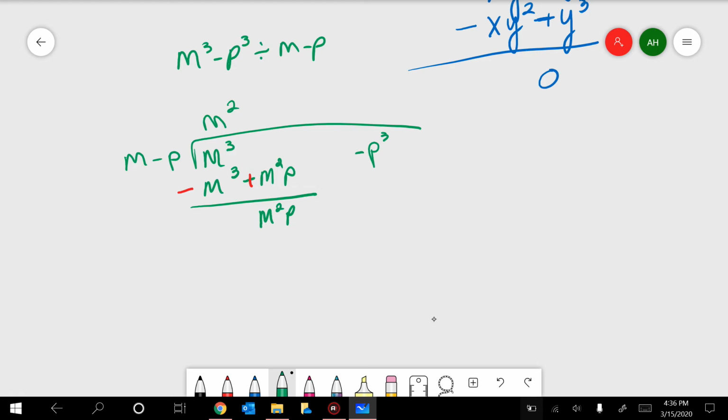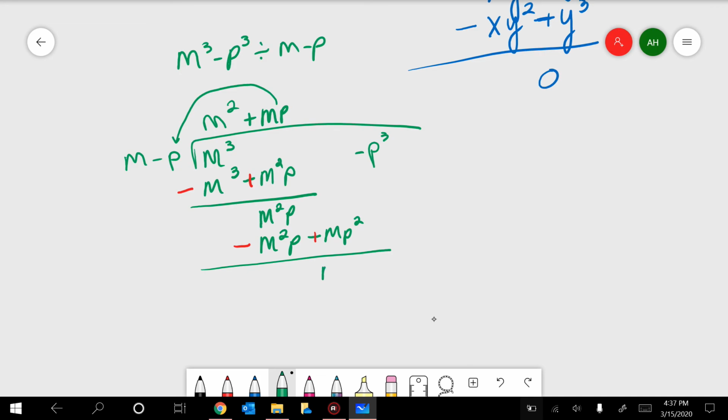What do I multiply m by in order to get m squared p? I need to multiply it by mp. When I multiply those two, I now get m squared p. And then I'm also going to take this mp and multiply it by that negative p, and that's going to give me negative mp squared. Remember that I'm now going to subtract these, so this is going to be negative and now this will be positive.